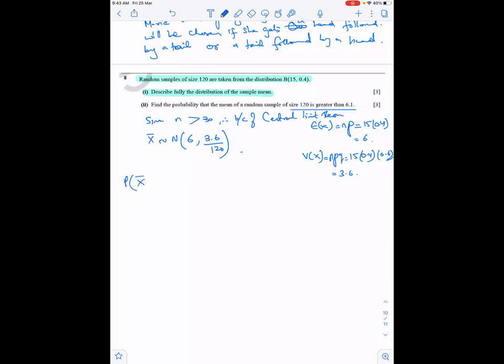Find the probability that the mean of a random sample of size 120 is greater than 6.1. So it's going to be the probability that z is greater than (6.1 minus mean) upon the square root of 3.6 upon 120, and get the probability. Are you getting this part? Yes. I hope I'm not going fast with it. Oh no, you're doing okay. So the answer here is 0.577.